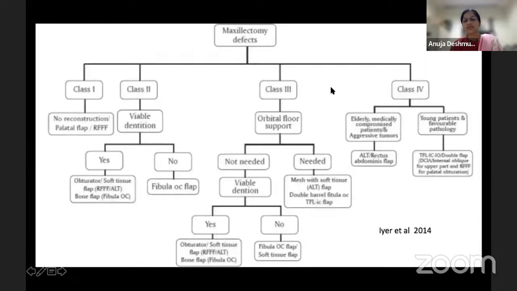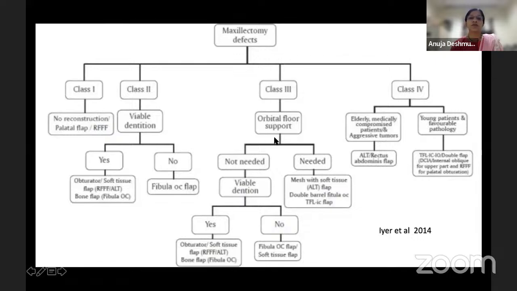This is another classification or algorithm which Dr. Iyer from India has given, and it is a very useful classification. In the algorithm, the maxillary defect is divided into different classes. In an early class, that is class 1, you don't require a reconstruction. You can do only a soft tissue reconstruction with a palate or a FRAF. If you have viable dentition, you can use an obturator or a free flap. But if you don't have dentition, then the fibula is used as an osteocutaneous flap.